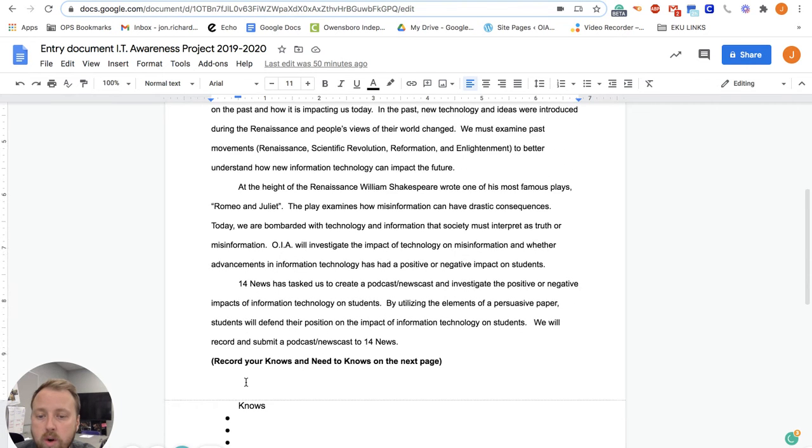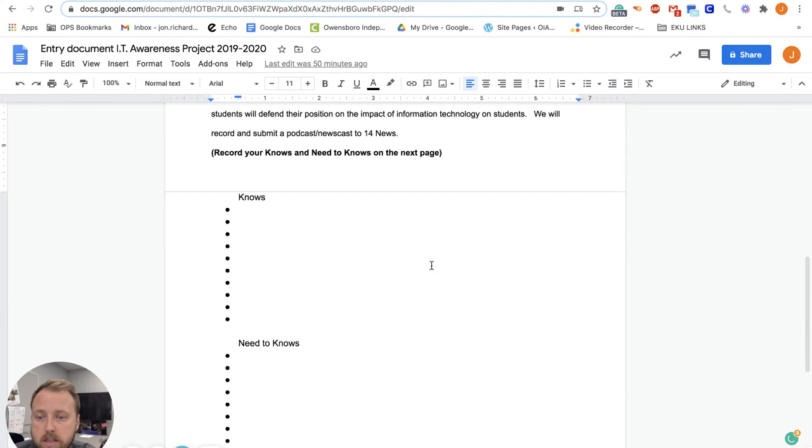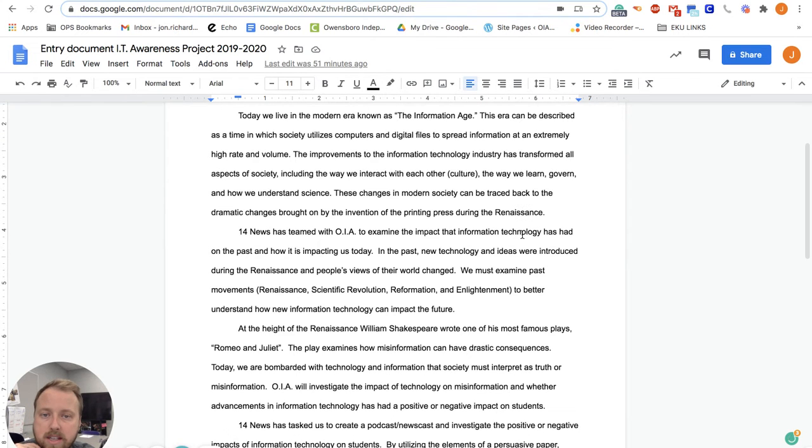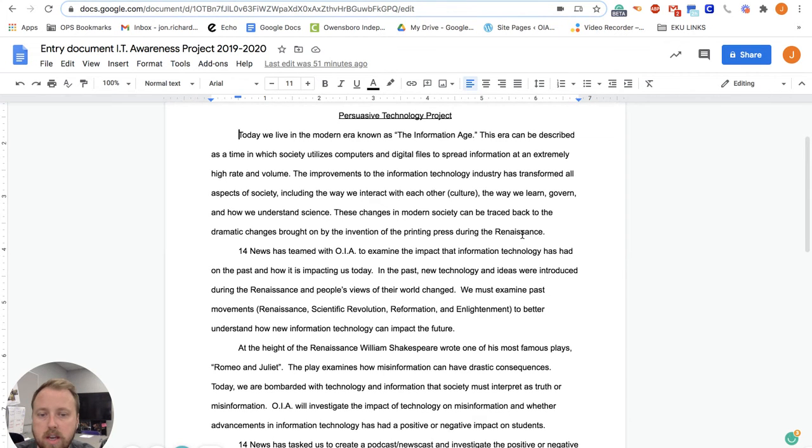You will record your knows and need to knows on the next page. So on that second page is where you'll do your knows and need to knows. Okay? So what's the big question that we're asking in this project? Somebody kind of rephrase, what's the big question we're asking?